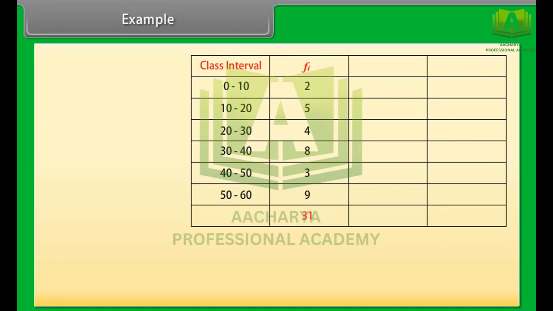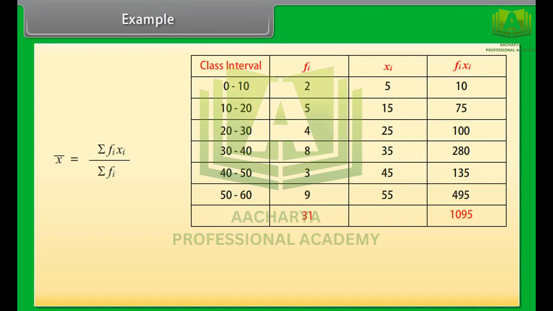And then we have written the class mark for each class interval and denote them as xi, and then find the product of fi and xi. And finally, we find the mean using the formula x bar equals summation of the product fi and xi divided by summation of fi, which equals 1095 by 31, which is equal to 35.